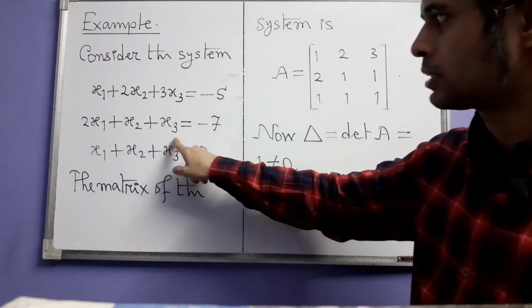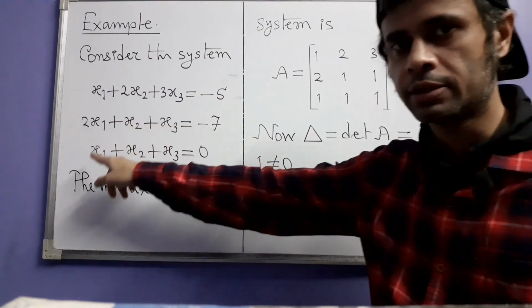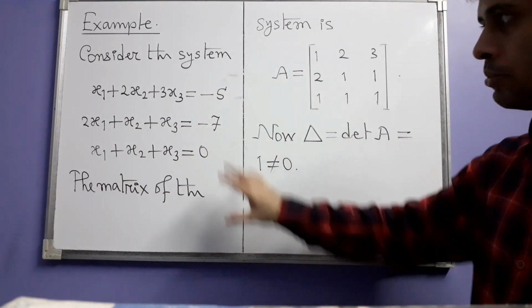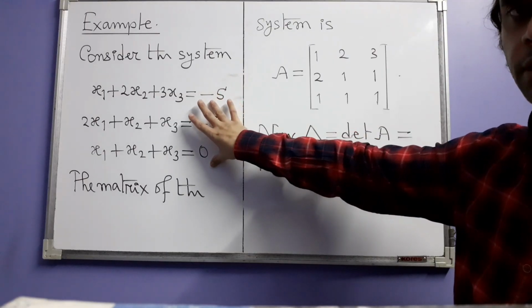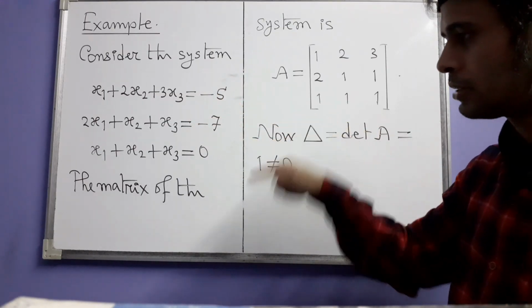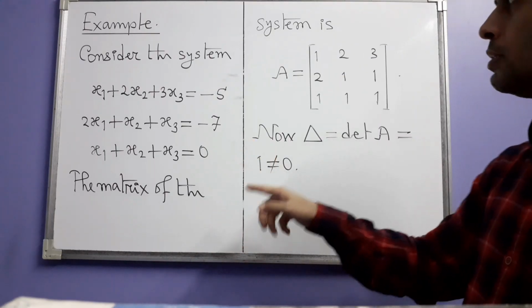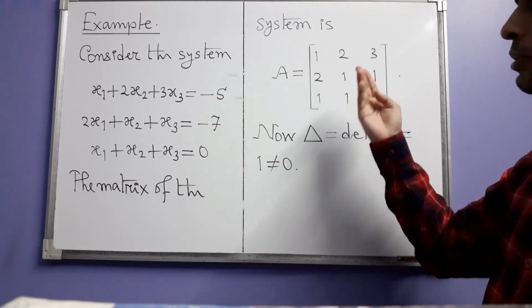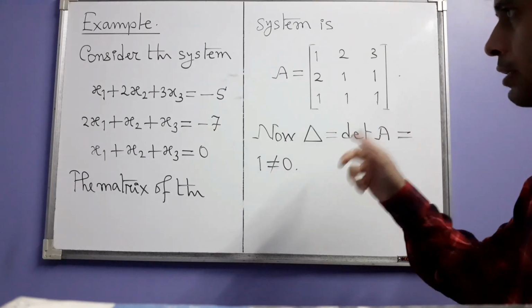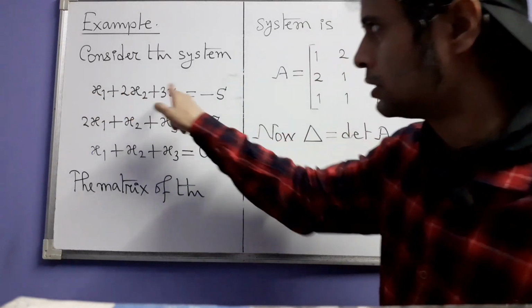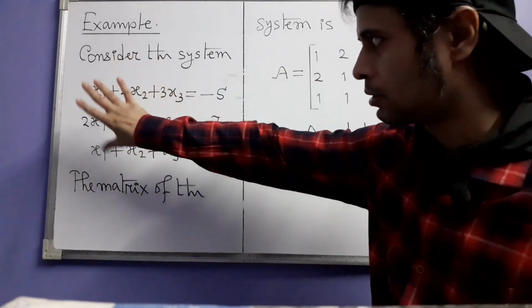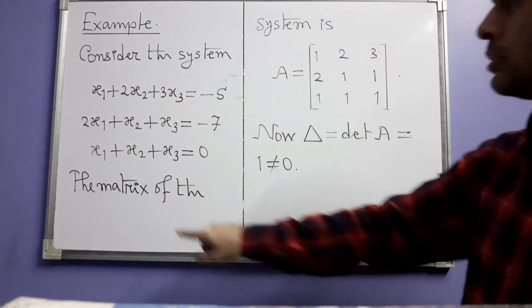2x1 plus x2 plus x3 equal to minus 7 and x1 plus x2 plus x3 equal to 0. Now, for such a given system of equations, you first of all have a matrix. The matrix of the system is this, which is also known as the coefficient matrix. It consists of the coefficients arranged in that same manner in this matrix.